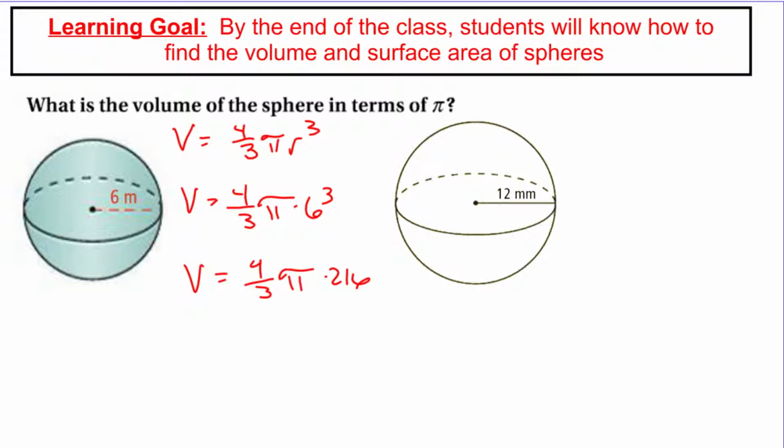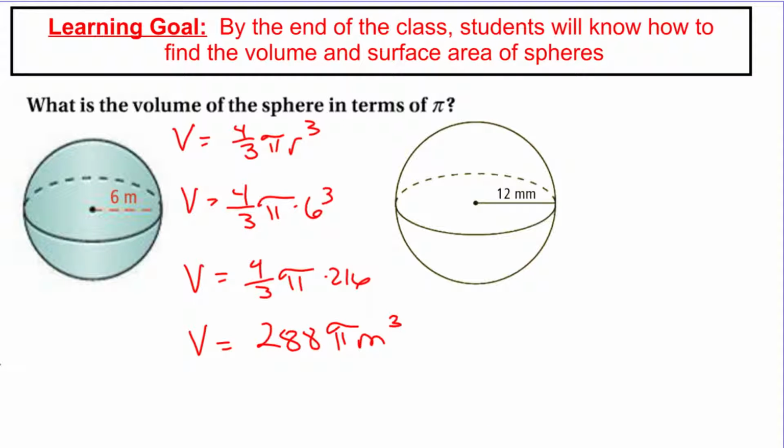Let's see what that is. If I do 216 times 4, and divide that answer by 3, I get 288. So in this case the volume is 288 pi meters. Now we're talking about volume, so we're going to say cubed. We use cubic meters because we're talking about volume.